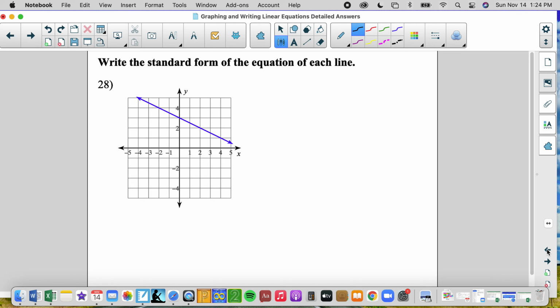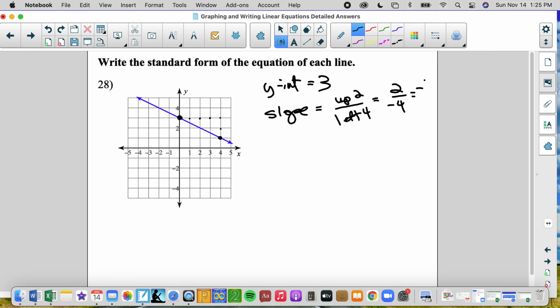I'm going to make this easier on me. I see I have the y-intercept. I know my y-intercept is 3, and I can also figure out my slope. For my slope, I'm going to pick 2 points, and make sure you pick a point that is on a grid line. I'm going to go up 1, 2, left 1, 2, 3, 4. So up 2, left 4. Up is positive, left is negative, so that gives me a slope of -1/2.